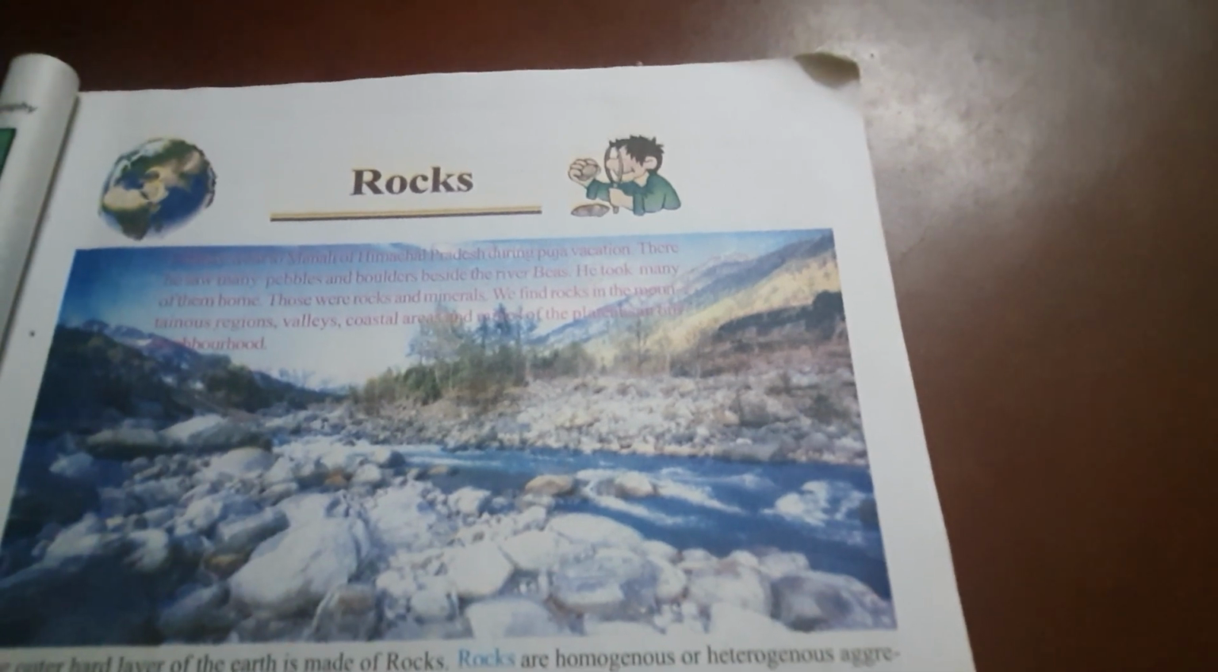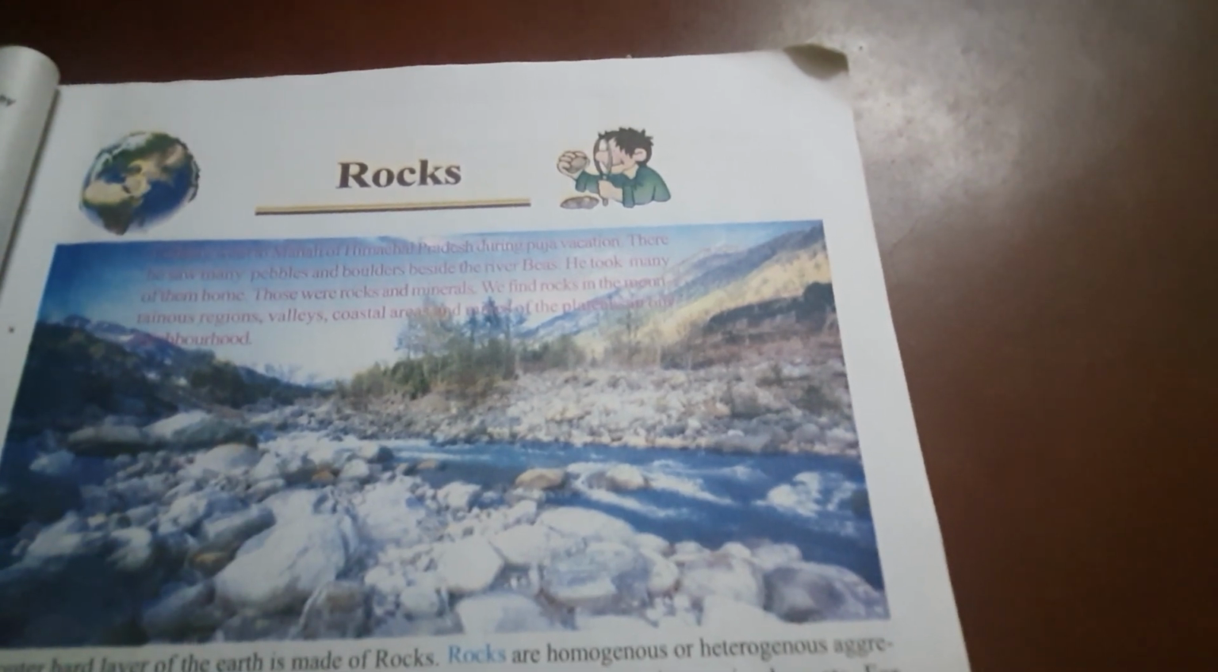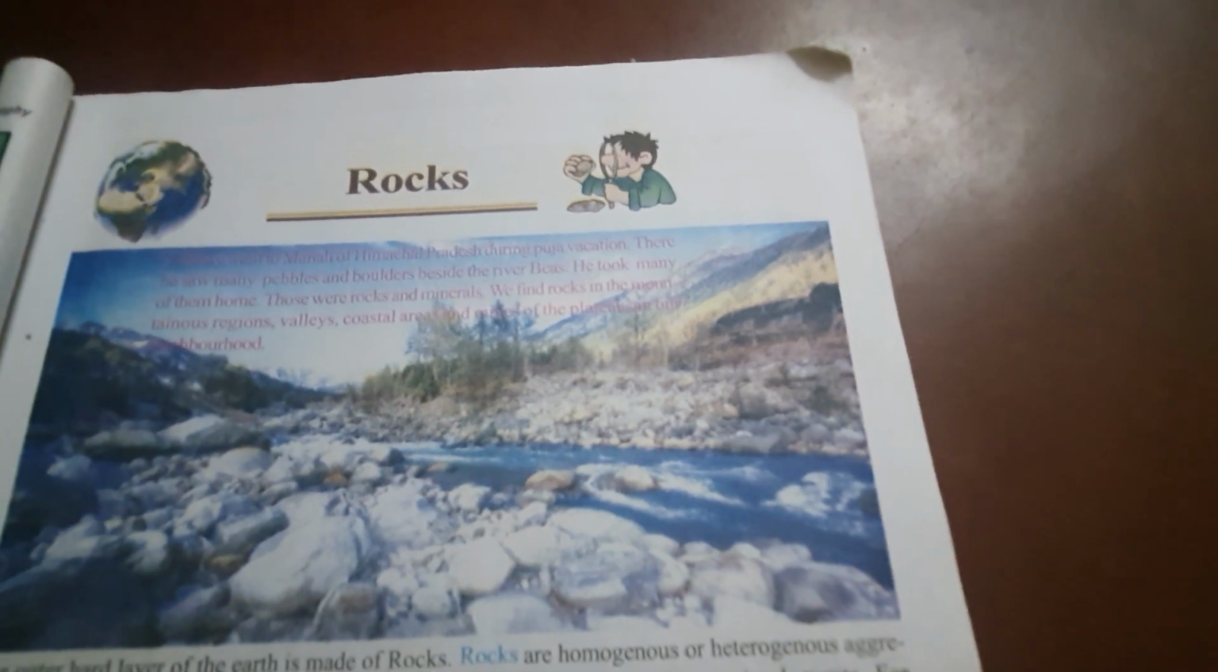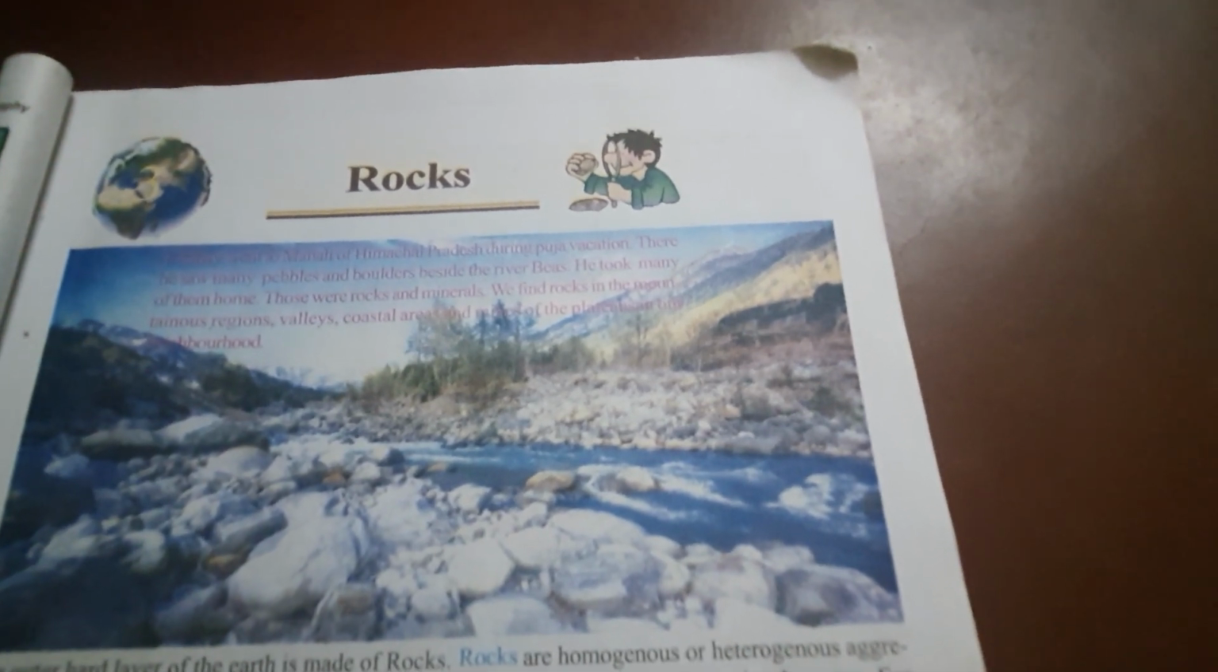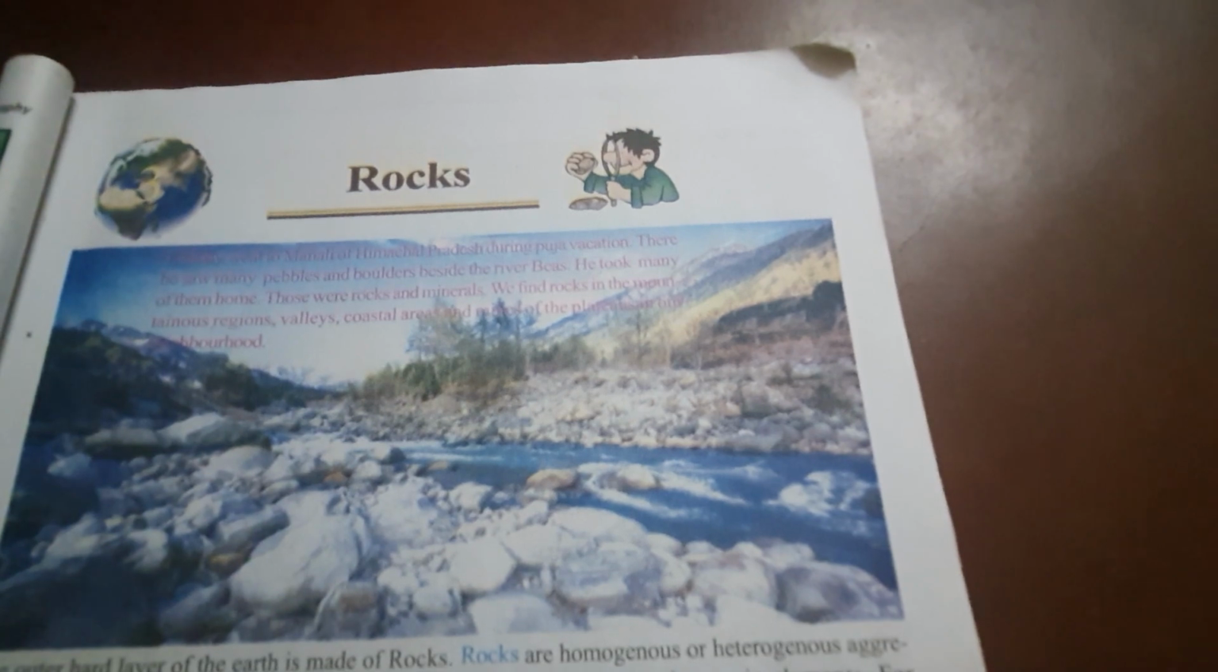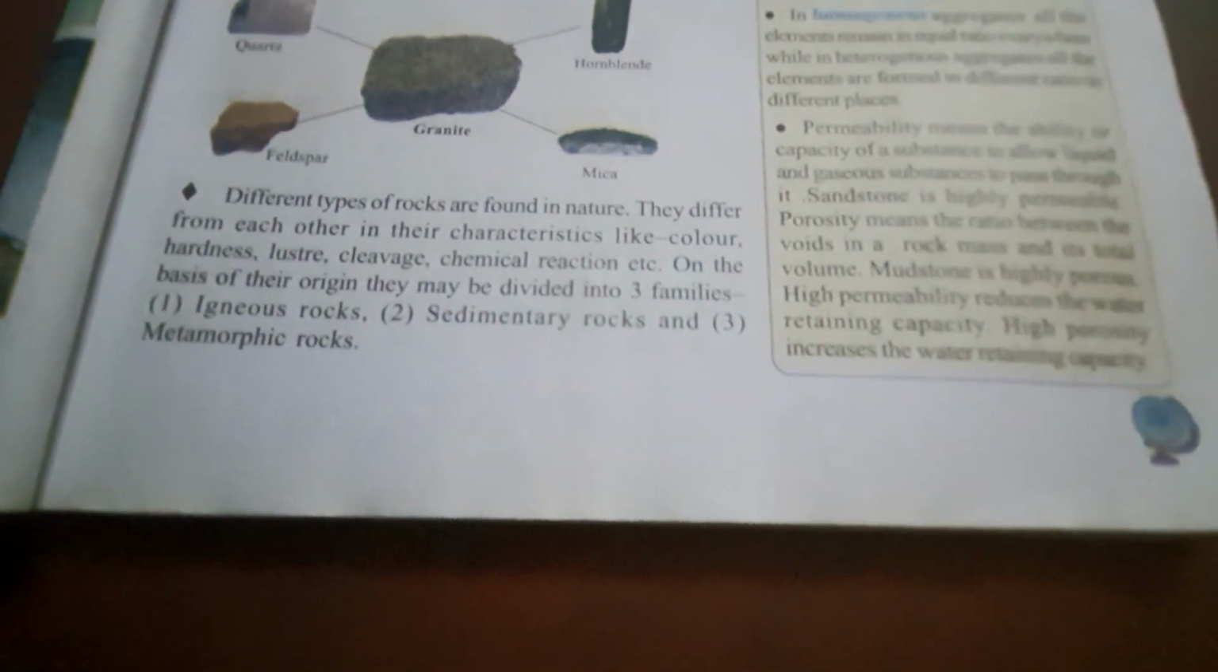So now the types of rocks. Different types of rocks are found. Already you know that. They differ from each other in their characteristics like color, hardness, luster, etc. So, on the basis of their origin, they may be divided into three. Number one is the igneous rocks, number two sedimentary rocks, and number three metamorphic rocks.